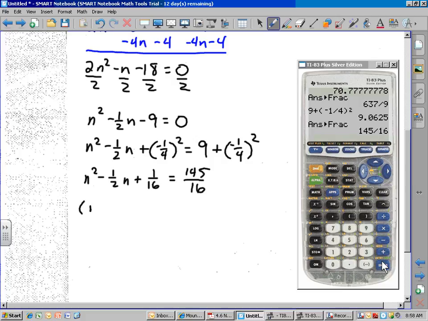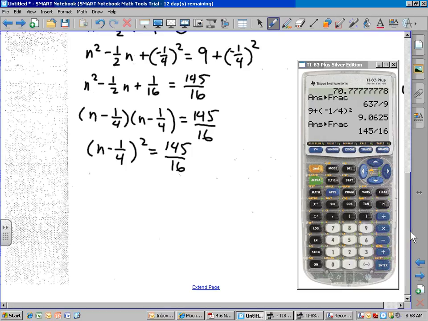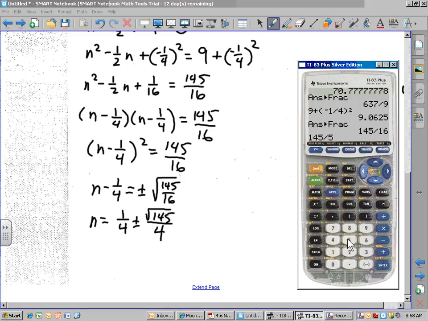Okay, so let's go ahead and factor this now. So we get n minus 1/4 times n minus 1/4. N minus 1/4 squared. Okay, we can take square root of both sides. Move the 1/4 over. Take the square root of the top and the square root of the bottom. Now, square root of 145 we should try to reduce. 145 divided by 5 is 29. 29 is prime. Okay, we can't reduce the square root of 145. So that's it. That's our solutions.